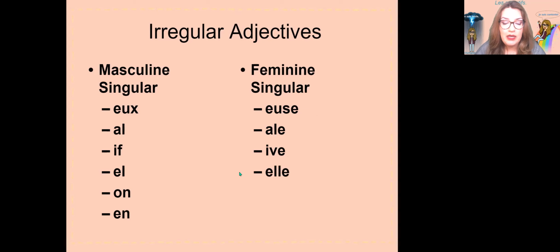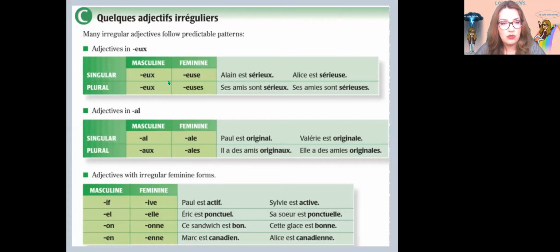El, with one L, becomes E-L-L-E. These are the endings. On, we add an N-E and it becomes onne. Nasal on, not nasal. Onne, not nasal. And here they are with examples.